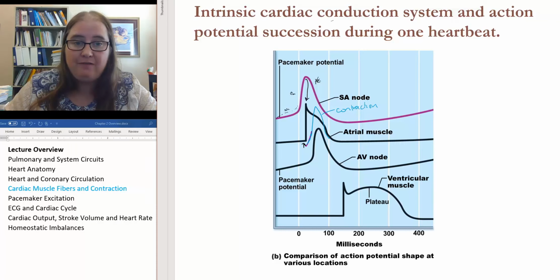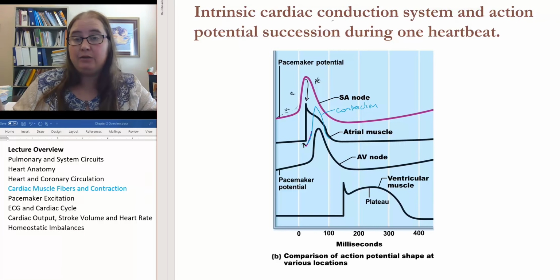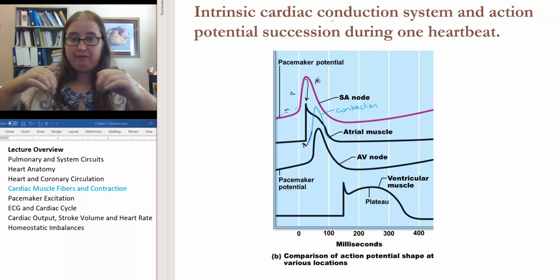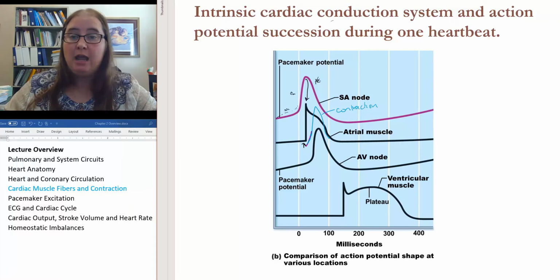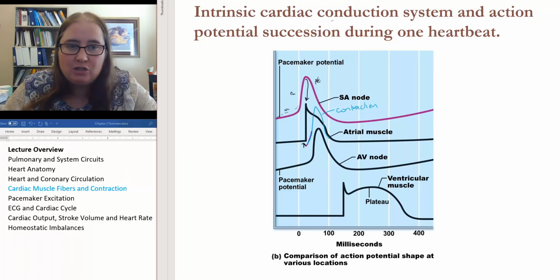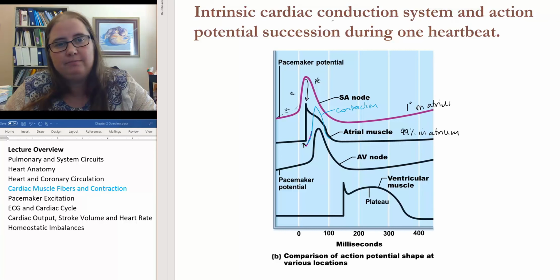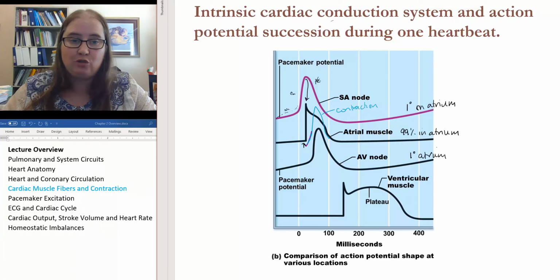Our AV node depolarizes. There's our signal to the ventricle. That goes down the bundle of His to the right and left bundle branches, up the Purkinje fibers, and that sends that depolarization signal out to our 99%. So this is the 99% in the atrium. This is the 1% in the atrium. This is still kind of in the atrium, but it's the only way to get to the ventricles, and this is our 99% in our ventricles.